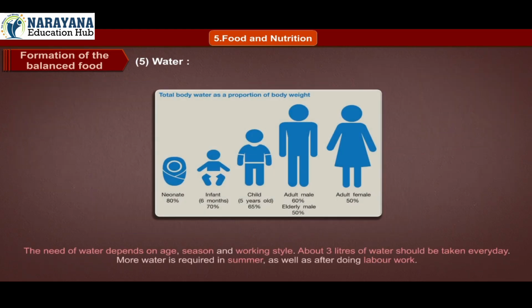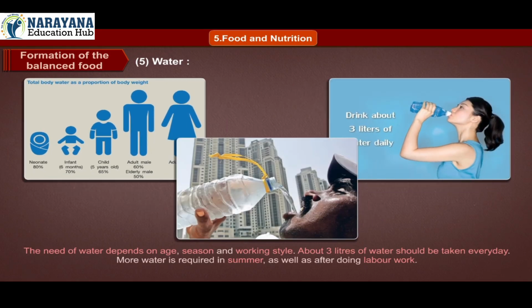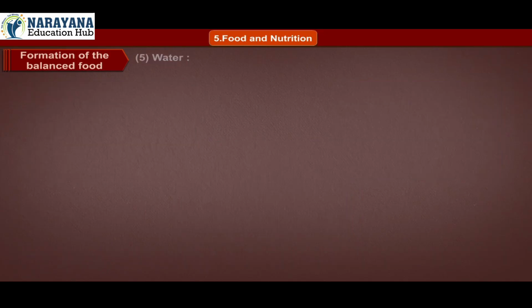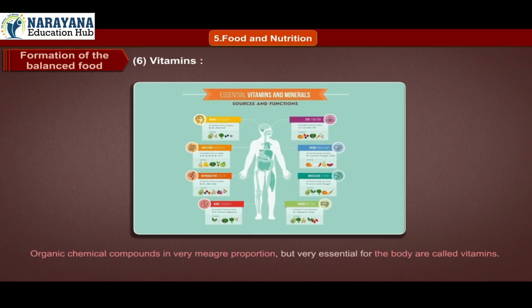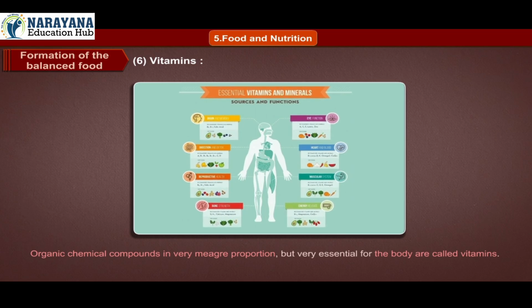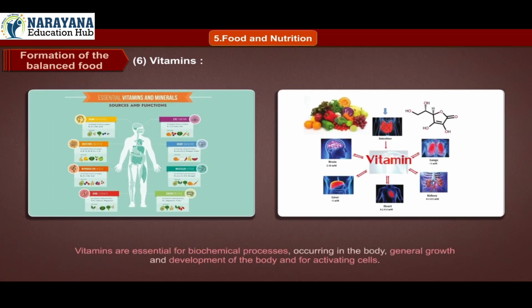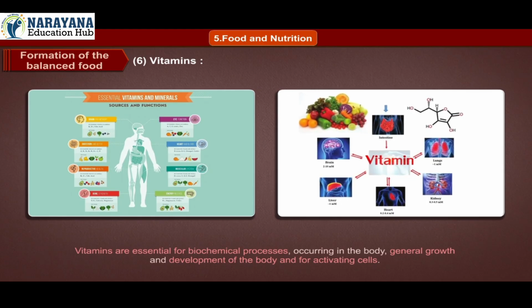The need of water depends on age, season, and working style. About 3 liters of water should be taken every day. More water is required in summer as well as after doing labor work. 6. Vitamins. Organic chemical compounds in very meager proportion but very essential for the body are called vitamins. Vitamins are essential for biochemical processes occurring in the body, general growth and development of the body, and for activating cells.